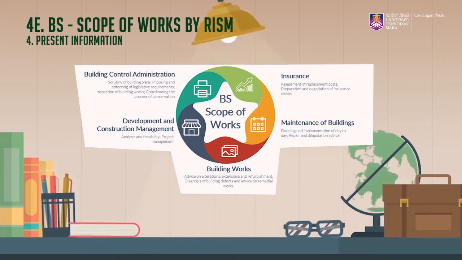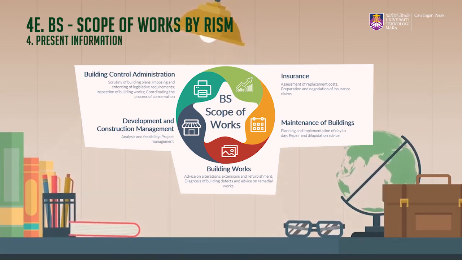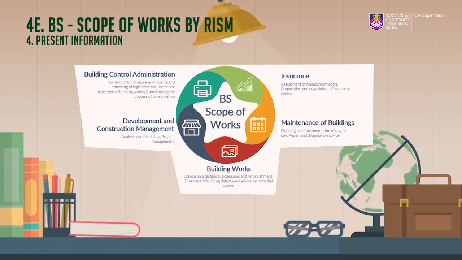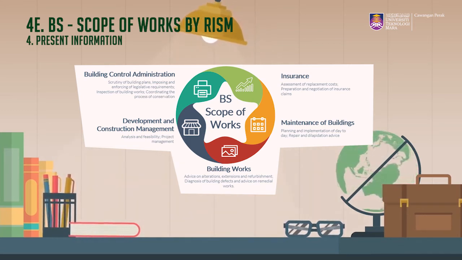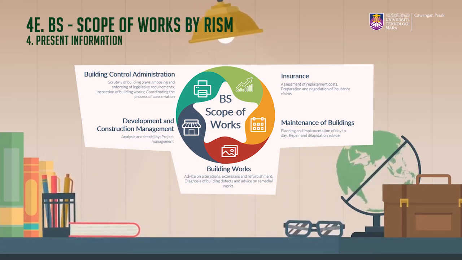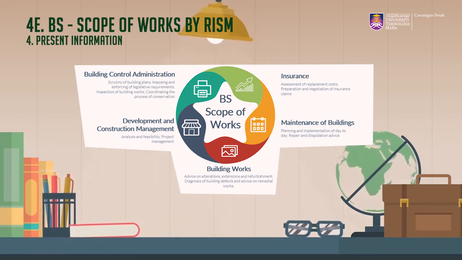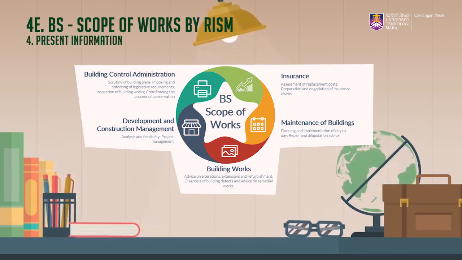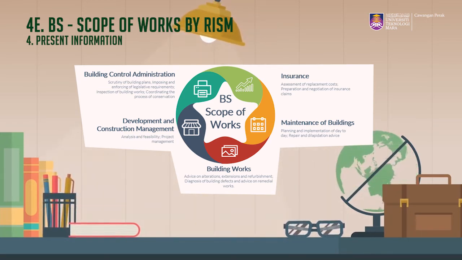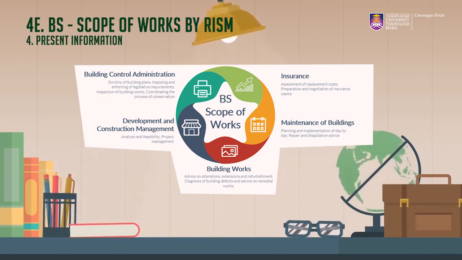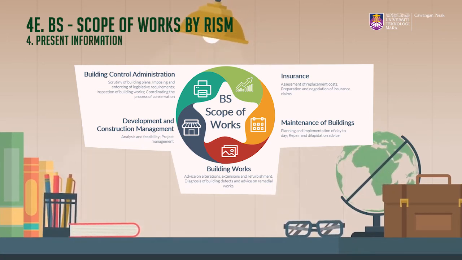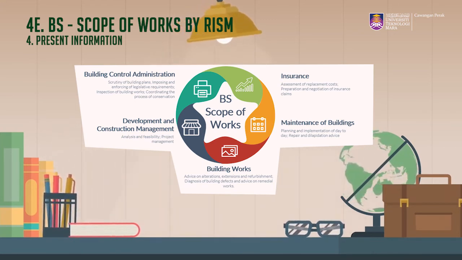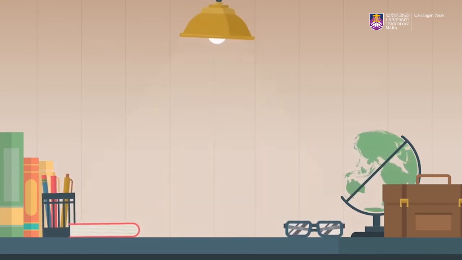The fourth one, maintenance of the buildings. A building surveyor has the ability to plan and implement day-to-day maintenance or regular inspection or regular maintenance. Other than that, they are able to repair and make a dilapidation advice for those particular buildings. And last but not least, building insurance. Building surveyors are able to assess replacement costs and prepare and negotiate insurance claims. So these are the 5 main BS scope of works which is outlined by RISM.